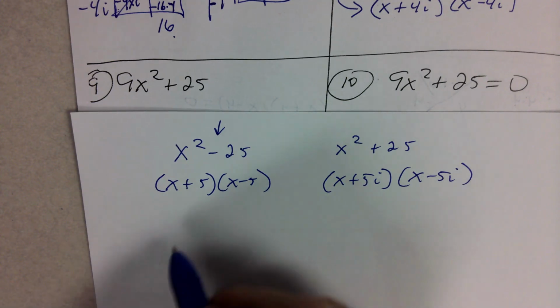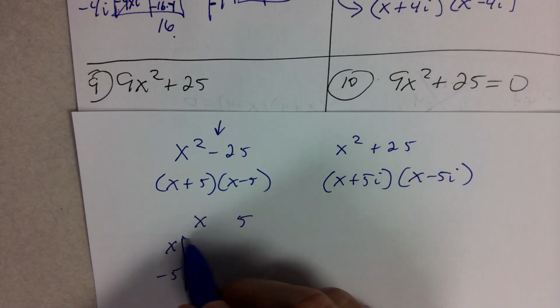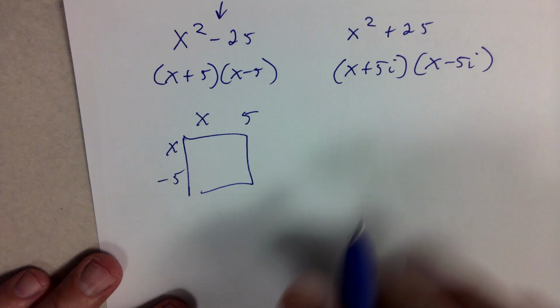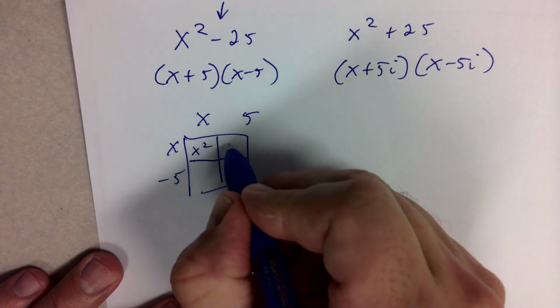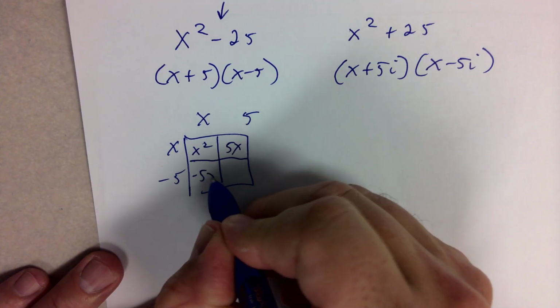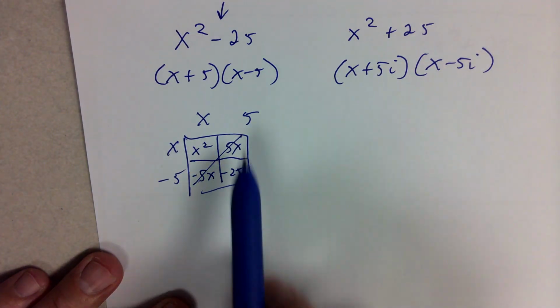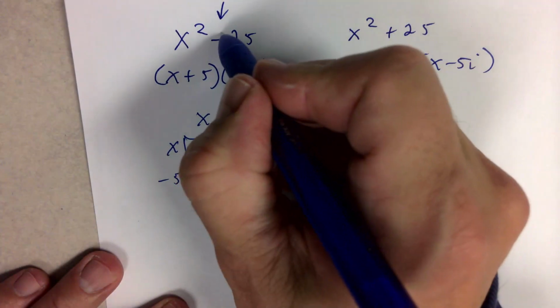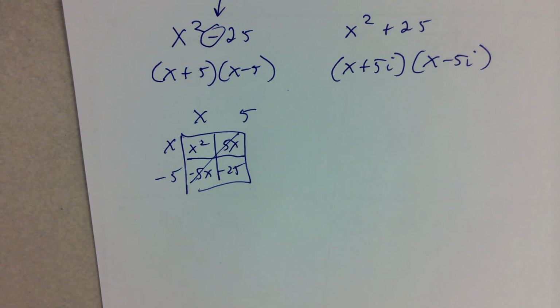If I multiply these back together to make it work, you do not have to write this part. I just want you to see it. x squared, 5x, minus 5x, minus 25. There's my x squared minus 25. You need to remember, if you have subtraction, we can immediately go there. If you get stuck and want to put the 0 in and do the cross, you can do it.